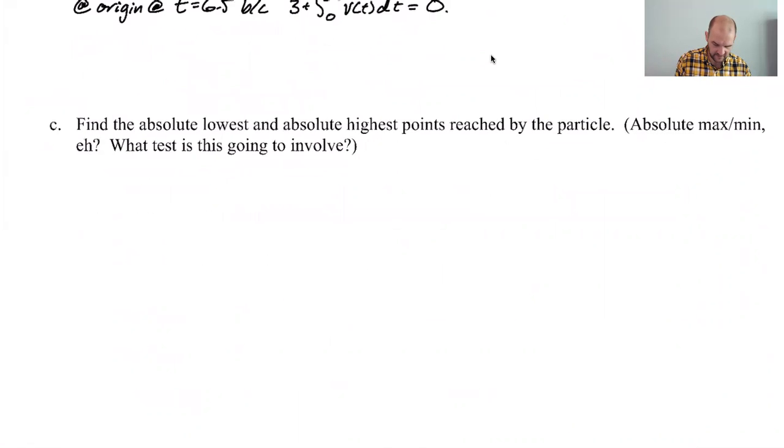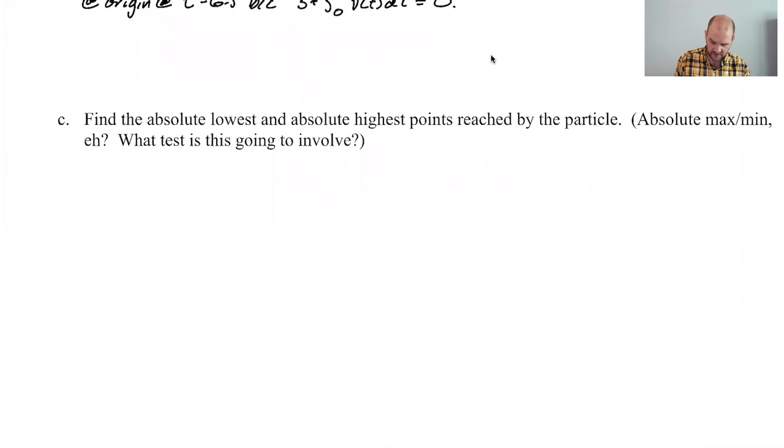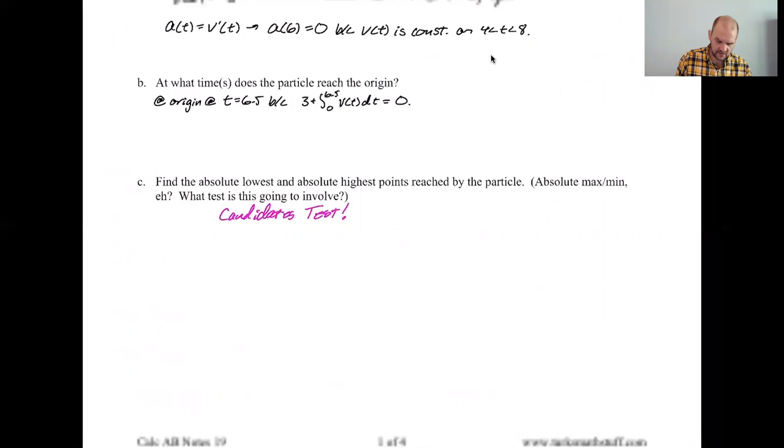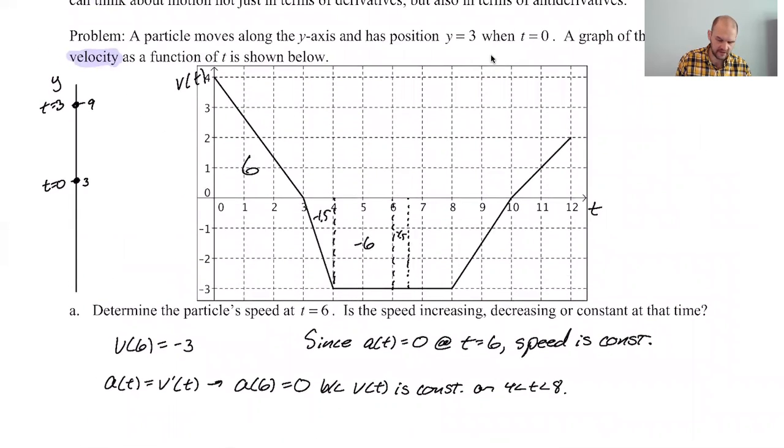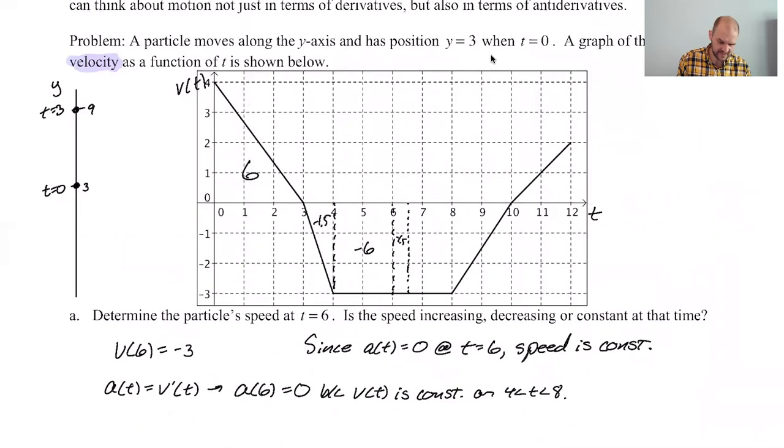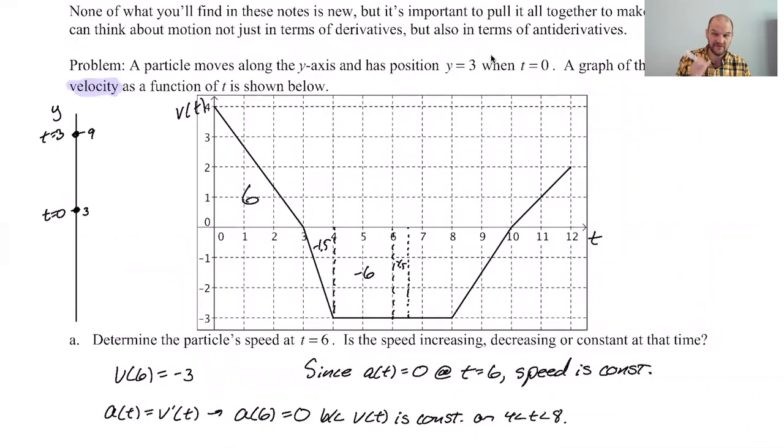All right, find the absolute lowest and absolute highest points reached by the particle. This is absolute max min. Absolute max min, you know right away you're using candidate's test, which is really like the best test because it's so straightforward, right? So all that we need is for the function to be continuous. But what function? Well, the function that we need to be continuous is actually the position function, which I'm going to call y of t, and I'm going to define it.